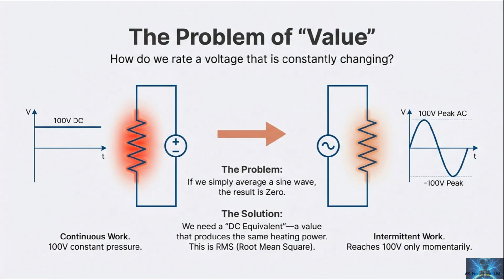Here's the headache with AC. If you simply average a perfect sine wave over a full cycle, the result is zero. Positives and negatives cancel out. But a resistor connected to AC still heats up, so we clearly need a better way to express how strong an AC voltage is. That's where RMS comes in. It's a value that represents the DC equivalent heating effect in a resistor.